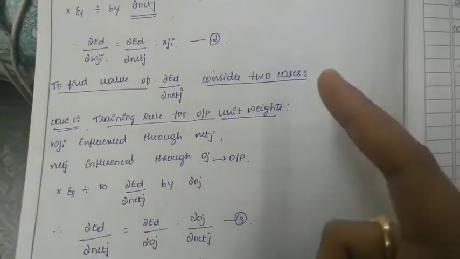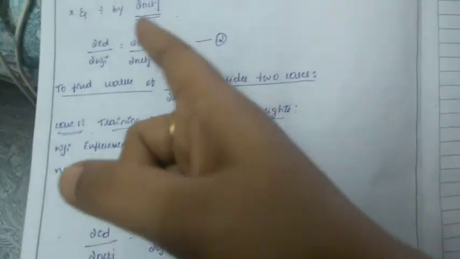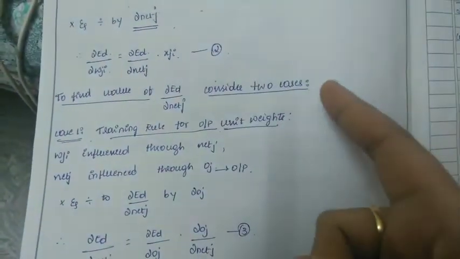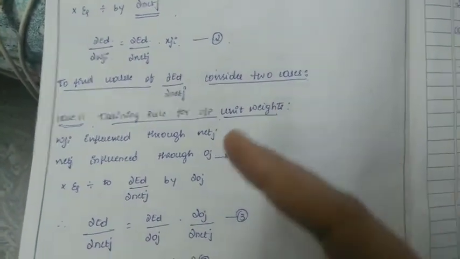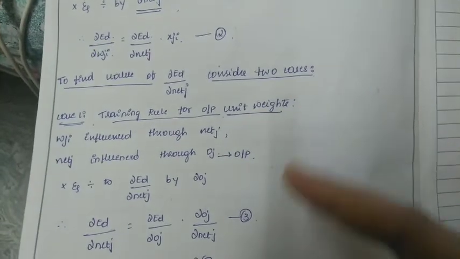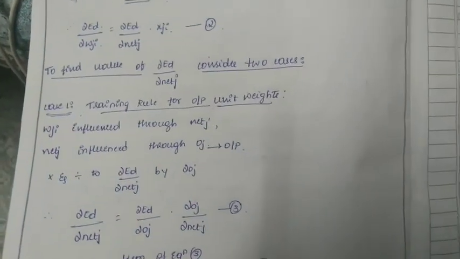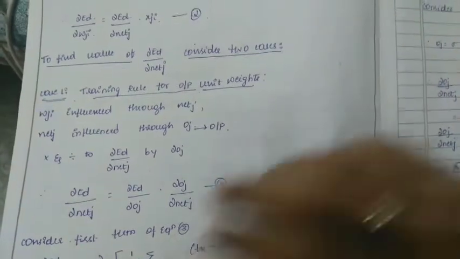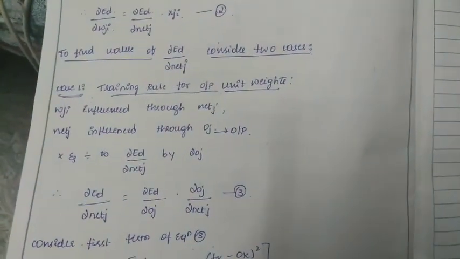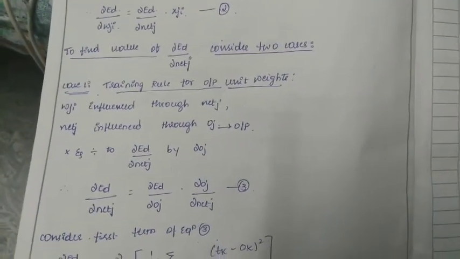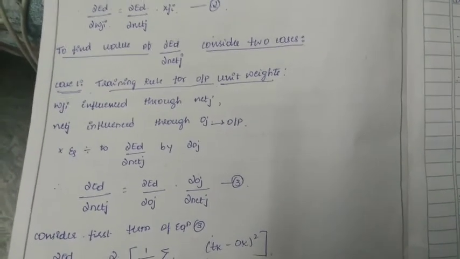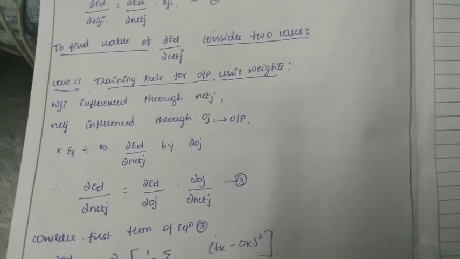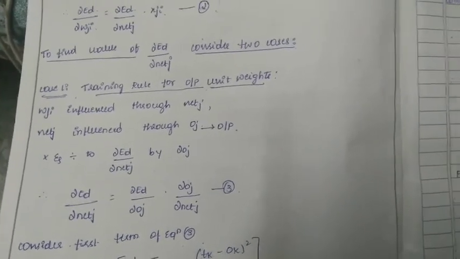Now finding the value of this, that is the differentiation of E_d with respect to net_j. Here I'm going to consider two cases. The first case is the training rule for output unit weights. So I'm going to consider my unit as an output unit. Here I'm going to consider the two cases, that is unit j as an output unit and unit j as a hidden unit.